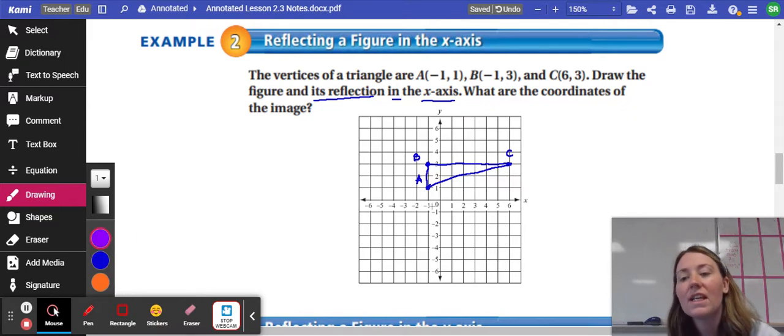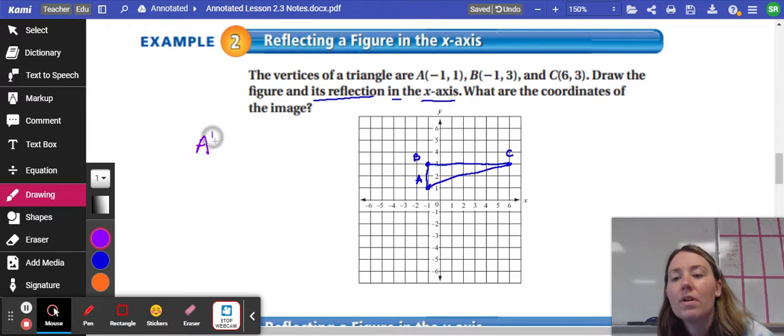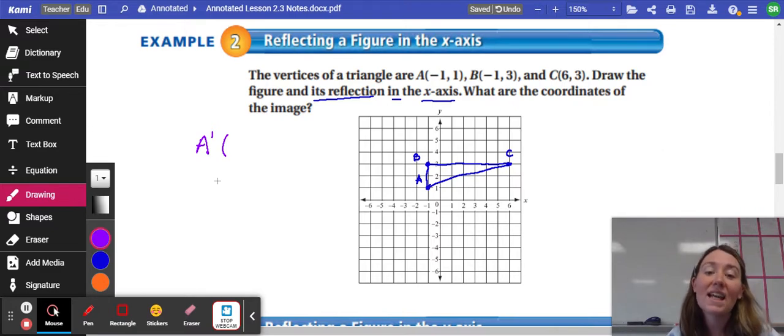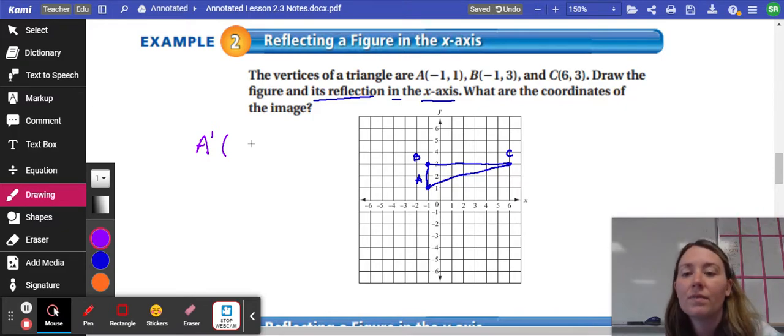So now I'm going to take each of these points and take the opposite of the y-coordinate. Remember, when we flip something over the x-axis, we take the opposite of the y-coordinate. So you're taking the opposite of the y-coordinate when it's the x-axis, kind of opposite of what you might think. We have -1, and the opposite of 1 is -1.